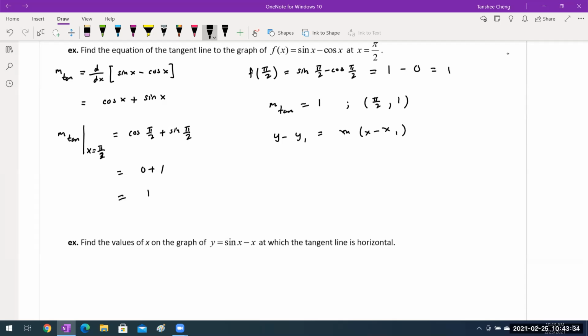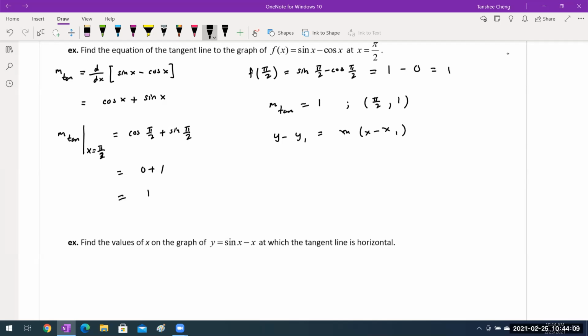And then we want to find the slope of the tangent line at x equal to pi over 2. So we evaluate this general slope formula at pi over 2. And that gave us the slope is 1. And we have the x coordinate, but we don't know the y coordinate. So substituting pi over 2 into x in the original function will give me the corresponding y value, the output value, which is 1.